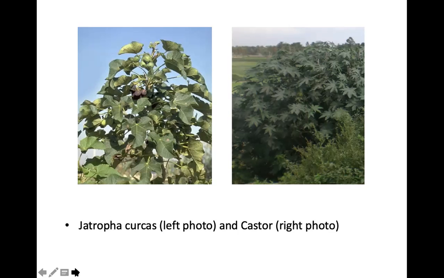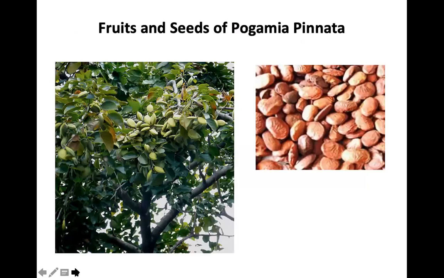Jatropha in our campus you can find it. As I told you, Pongamia pinnata. Here you see seeds contain lots of oil, and these oils are not edible. We can use them as a second generation biofuel.